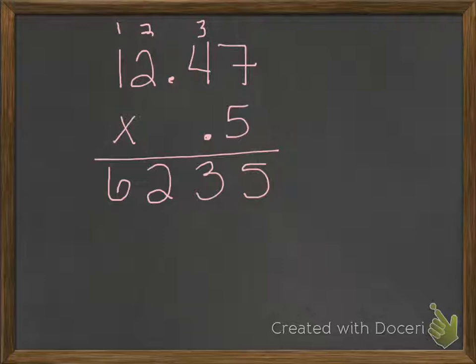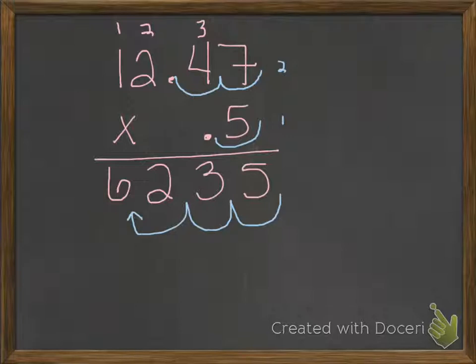Hopefully you remembered that we deal with the decimal place all the way at the end by counting the number of spaces to the right of the decimal place. That would be 1 space, 2 spaces, and then an additional space to make 3. So in my answer, I will count 1, 2, 3 spaces. The decimal place belongs between the 6 and the 2. As long as you remember to keep everything lined up to the right and take care of your decimal at the end of the problem, you should have no trouble figuring these problems out.